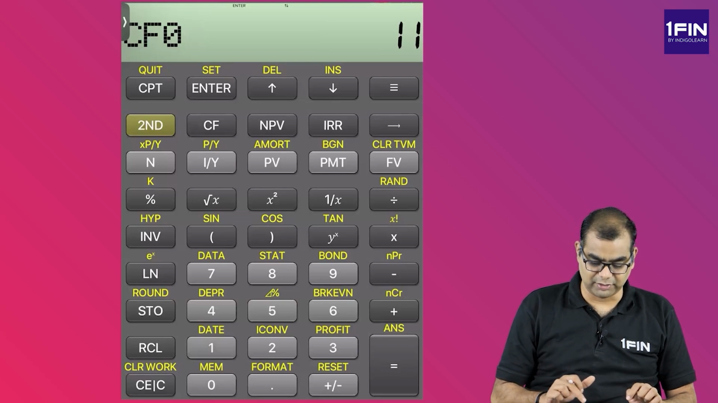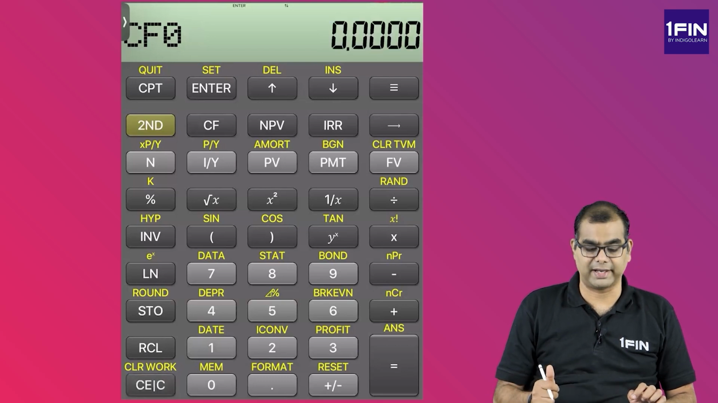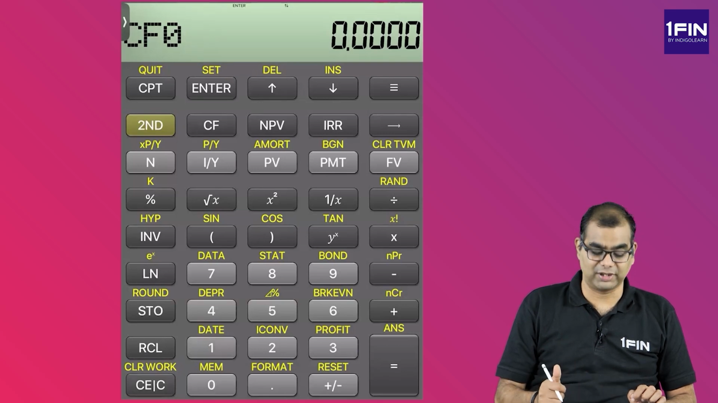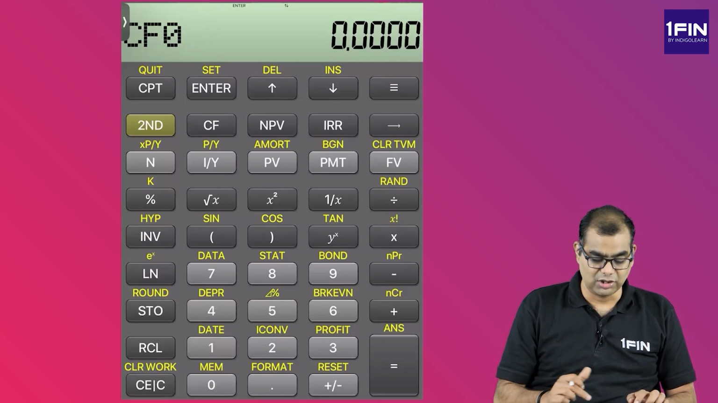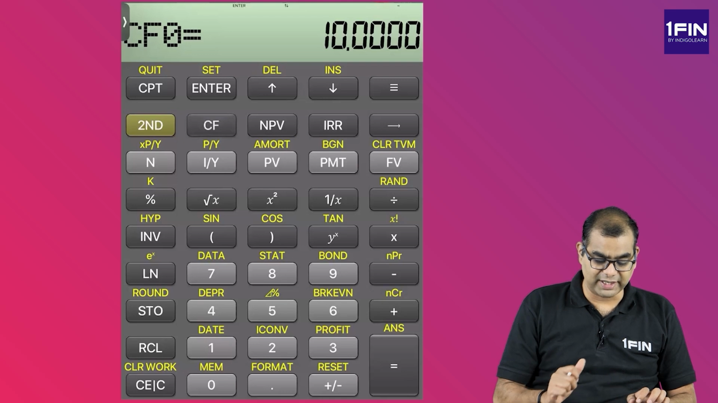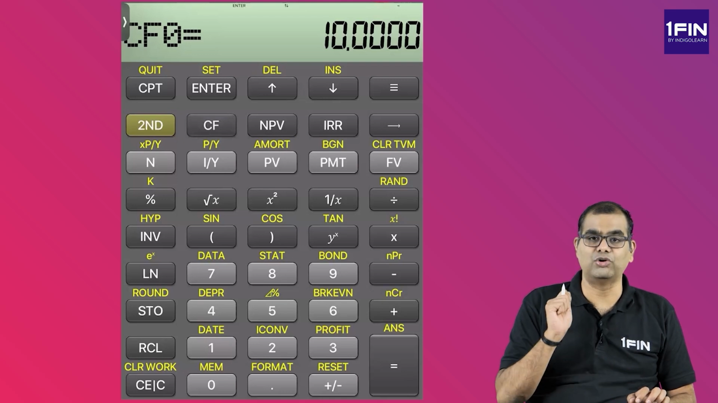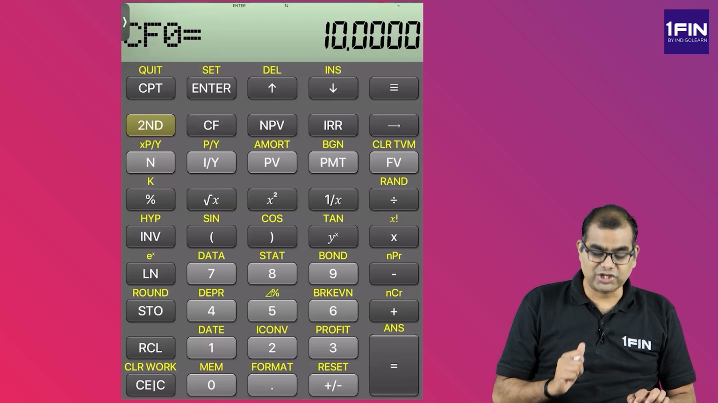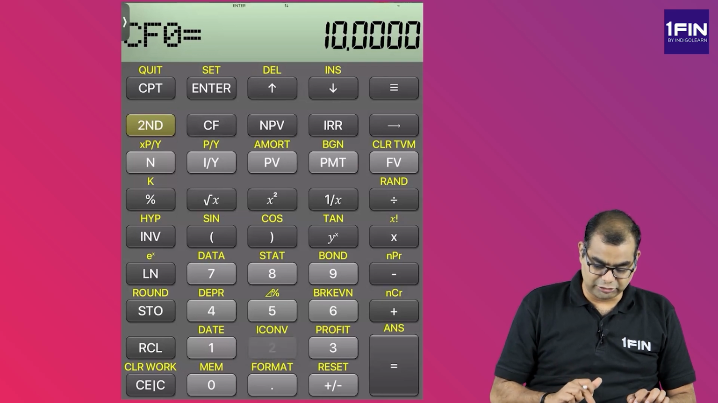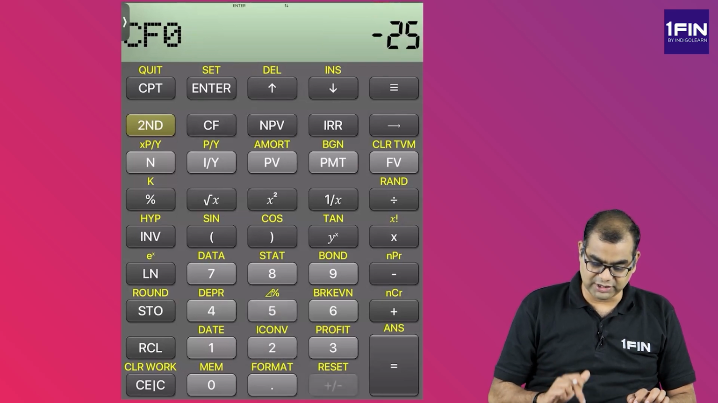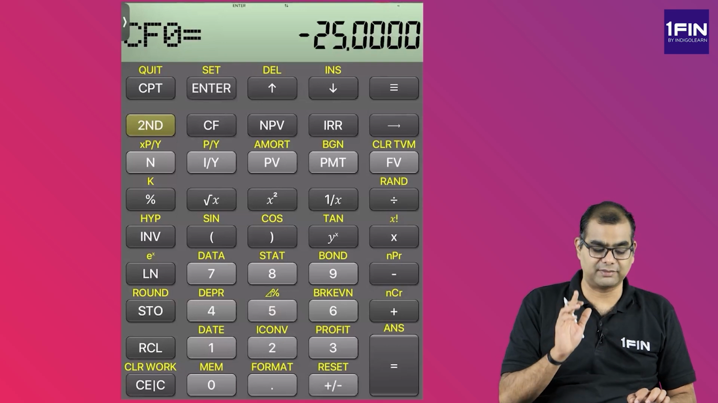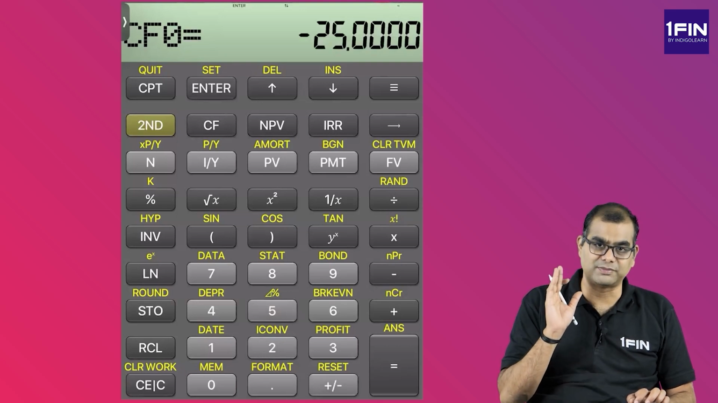Let us say you clear work and come back. Now what is CF0? You press clear work and come back, then you are at 0 again. So you press cash flow again, CF0 is equal to, you get the value of 10, what you entered initially. Now, if you want to change this to, say, 25, and you want to change it to minus 25, so minus 25, enter. The moment the equal to sign comes in, it says that this particular value has been stored for CF0.